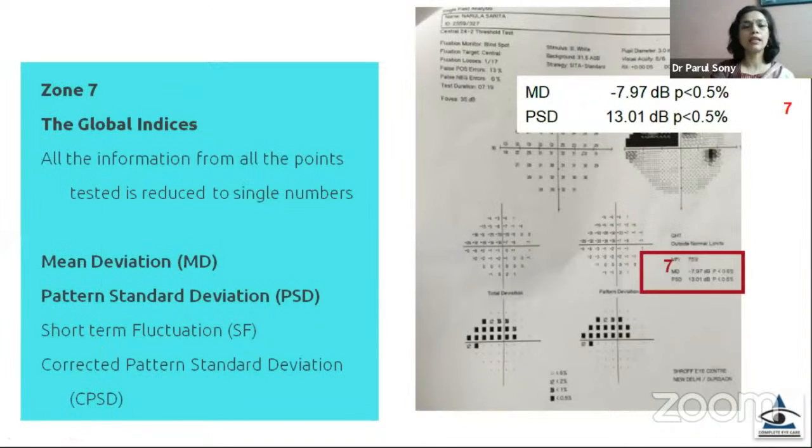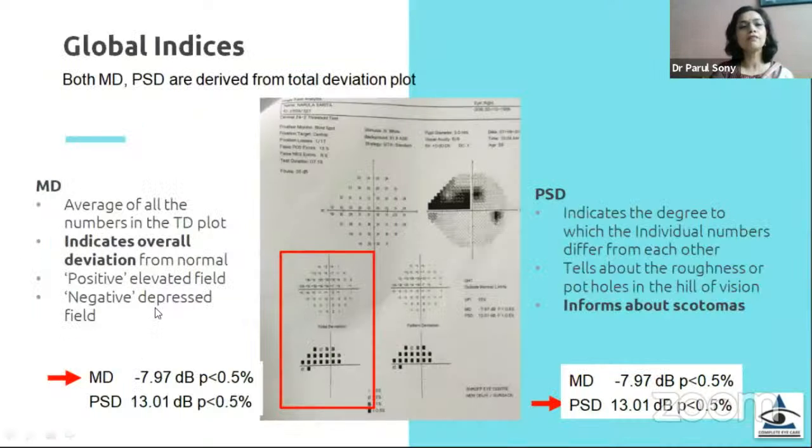The other important thing to be looked at in the field is zone 7, which talks about the global indices. The important ones are the mean deviation and the pattern standard deviation. Now, mean deviation is the average of all the points on the total deviation plot. So if it is positive, that means the patient has a normal field. But if it is negative, the higher the negative values, the more depressed the field is. That means the patient has a high degree of glaucomatous field loss.